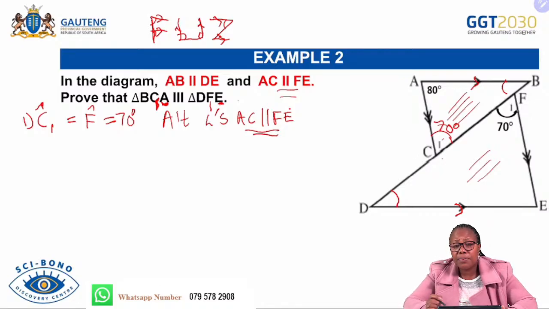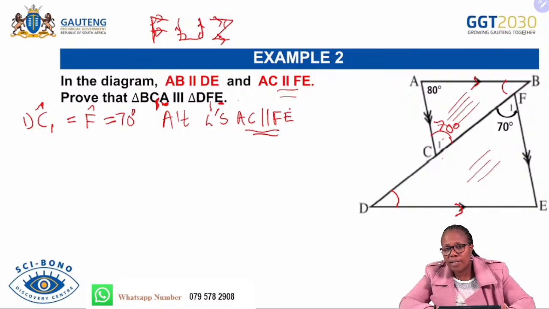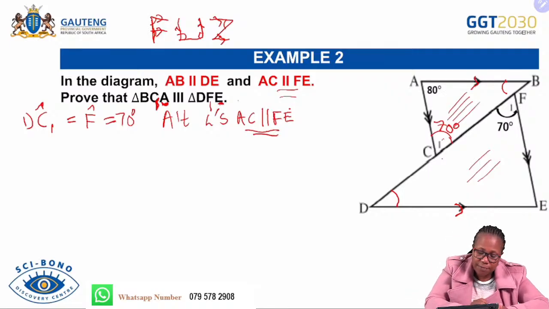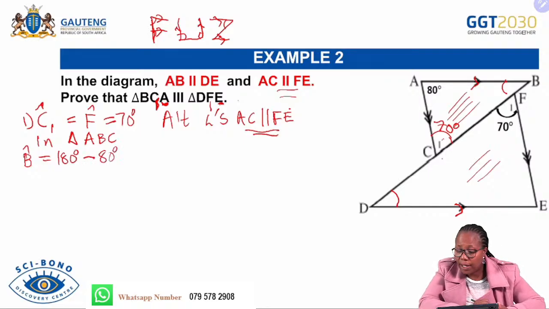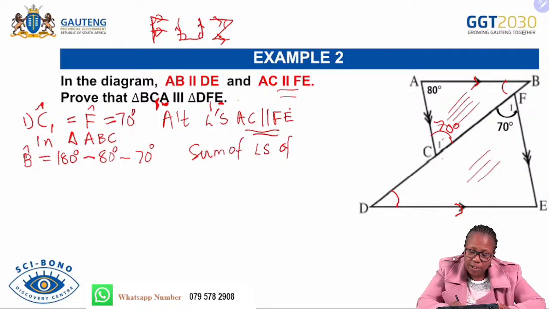Look at triangle ABC now. After having the value of C1, can we find B? Yes, because we now have the sum of angles of a triangle. In that triangle, we have two angles, so we can easily calculate the third angle. Let's do so, grade 12. Let's calculate now. Angle B in triangle ABC, angle B is equal to 180 from the sum of angles of a triangle. Then we subtract the 80 degrees for A, and we subtract the 70 degrees for C1. Why are we doing that? Because of the sum of angles of a triangle.